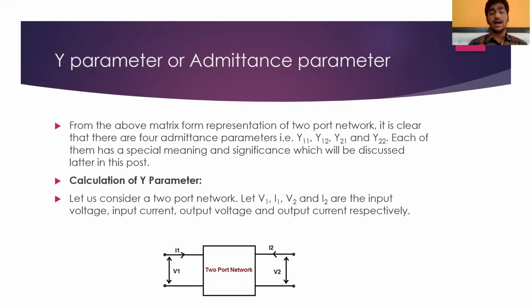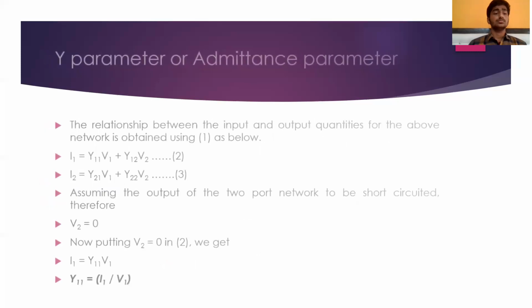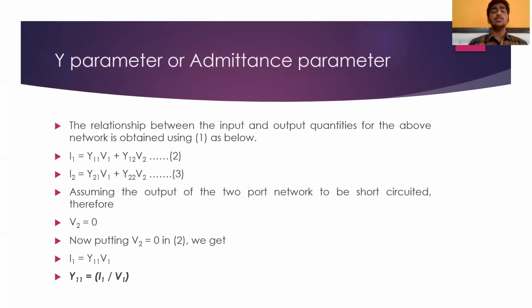Let V1, I1, V2, I2 be the input voltage, input current, output voltage and output current respectively. The relationship between the input and output quantities of the network is obtained using I1 is equal to Y11 V1 plus Y12 V2, and I2 is equal to Y21 V1 plus Y22 V2. Assume the output of the two-port network to be short-circuited. Therefore, V2 is equal to 0.